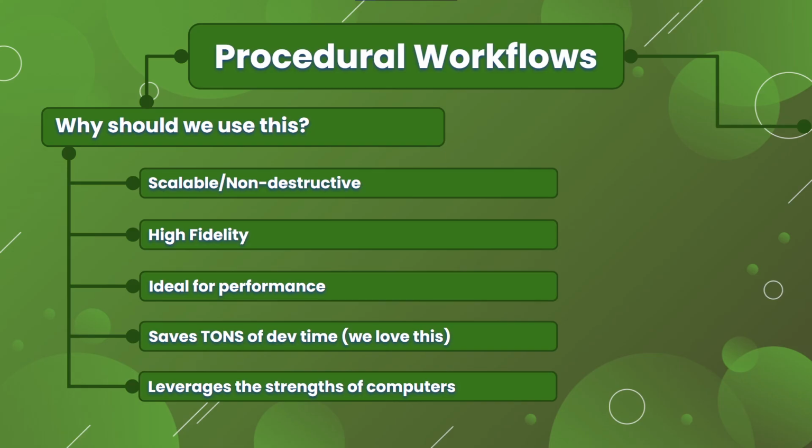You can get very high fidelity results with procedural workflows. That's because, one, you can crank up the poly count, the resolution procedurally. It helps so much versus when you're doing everything, let's say, by hand. Every single vertex you have to place yourself, or every single bit of the texture you do yourself, right? It's also ideal for performance because we're working with computers. And so that's always going to be more performant versus trying to fight against it. Saves a ton of dev time, as I mentioned, and leverages the strengths of computers.